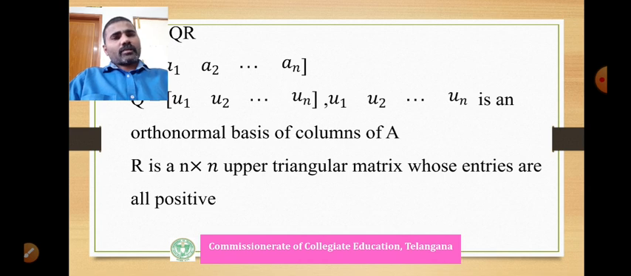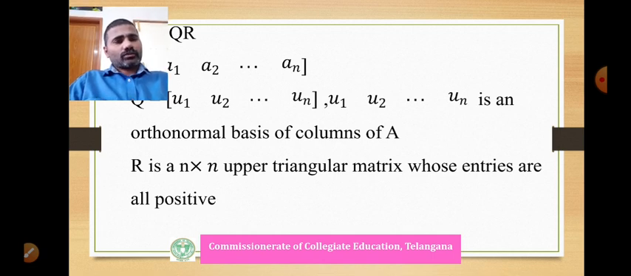Now we can form a matrix Q with these orthonormal vectors. U1, U2, U3 are orthonormal vectors which are an orthonormal basis for the columns of A. Then Q becomes an orthogonal matrix. That means Q transpose Q equals I. And R is an upper triangular matrix whose diagonal entries are all positive.